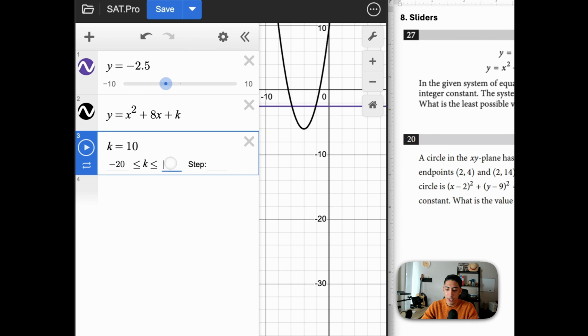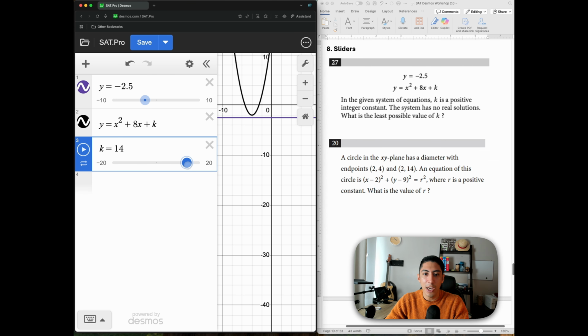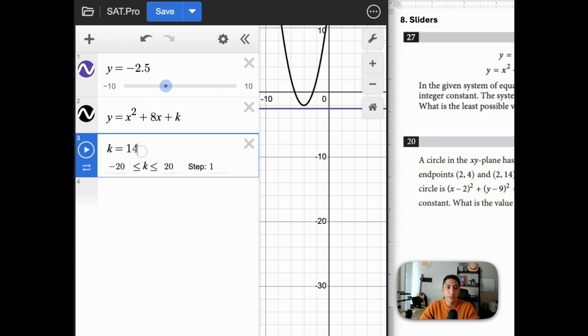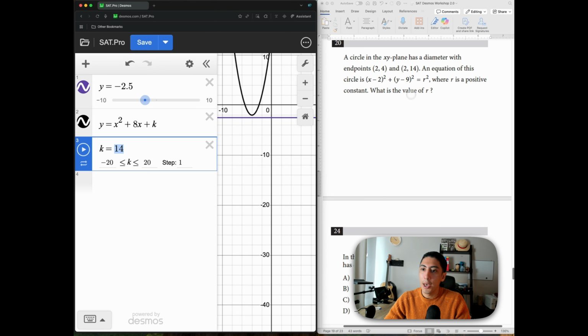I'm going to go from negative 20 to 20. And since they're looking for an integer value, I'm going to keep it in steps of 1, which would give me numbers like 19, 18, 8, 5, 7, and so on. So here I notice that they stop intersecting once the integer k is equal to 14. So there we go. That's my answer. Not so bad. The next question, I have a circle question, and same thing here.